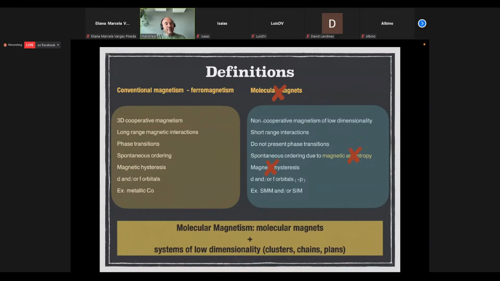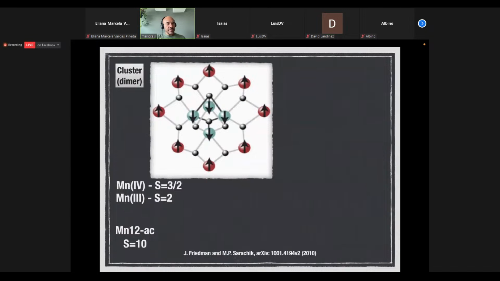And then in all of these cases, we have molecular magnetism. That includes the molecular magnets and systems with low dimensionality, like clusters, chains, etc. I will present some pictures to make this explanation clearer. This picture here is the manganese 12. This material has been quite studied in the literature.